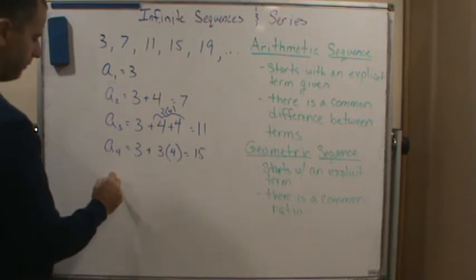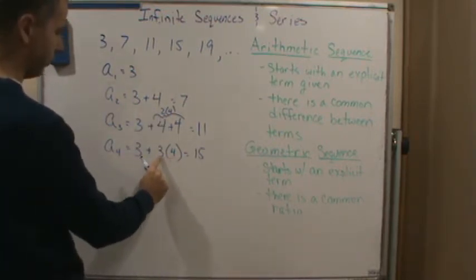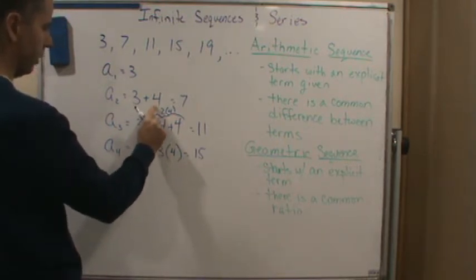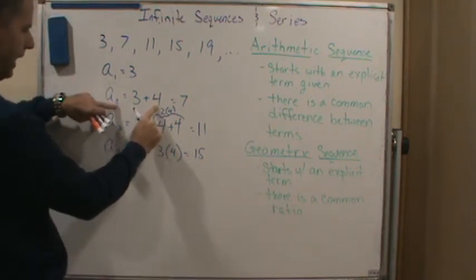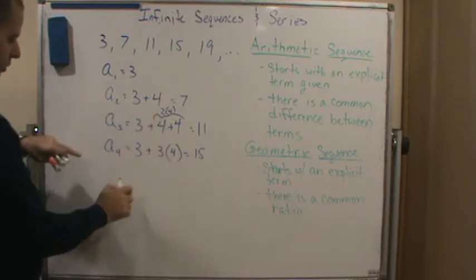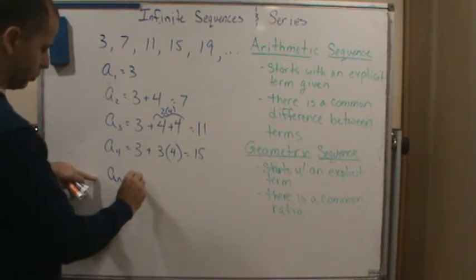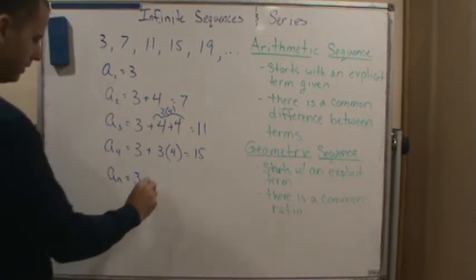If this keeps going, look what's going on. I've got a multiple here: 3 times 4, 2 times 4, 1 times 4. So the number of 4s that I'm adding is 1 less than the index. Then I can write a sub n as 3 plus what?